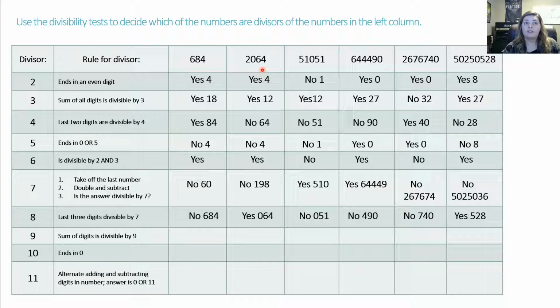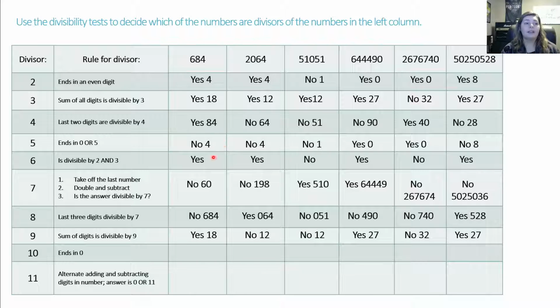So 0, 64, same thing. I went ahead and carried the 0 to just show, but it's the same thing as saying 64, because if 0 is in front of a number, then of course we could take it off. So 64 is divisible by 7. 51 is not, whereas 490 is not. 740 is not, and 526 is.